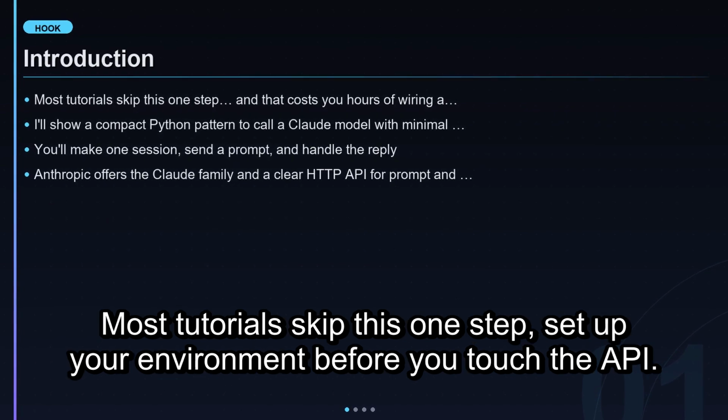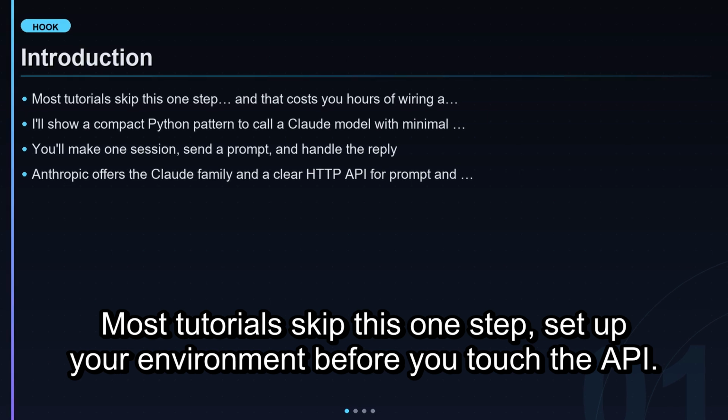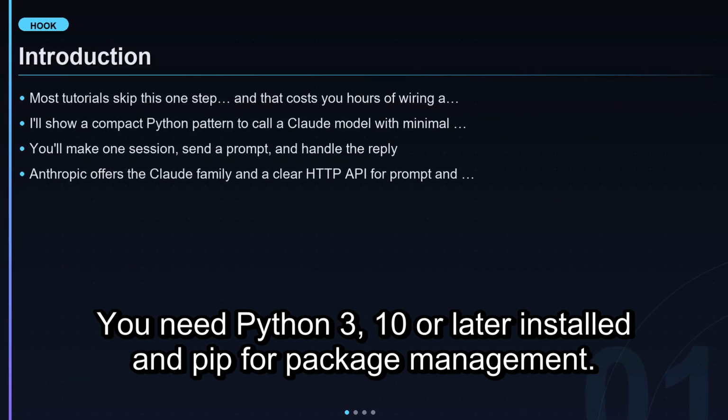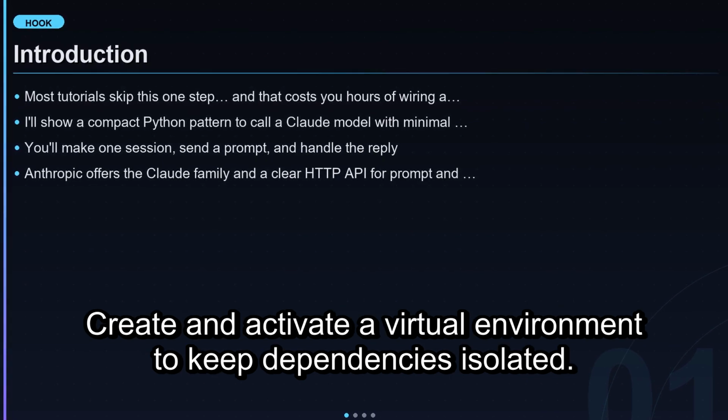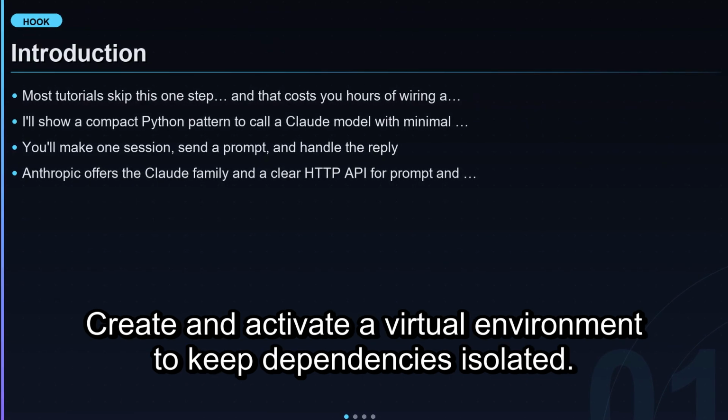Most tutorials skip this one step. Set up your environment before you touch the API. You need Python 3.10 or later installed, and pip for package management. Create and activate a virtual environment to keep dependencies isolated.